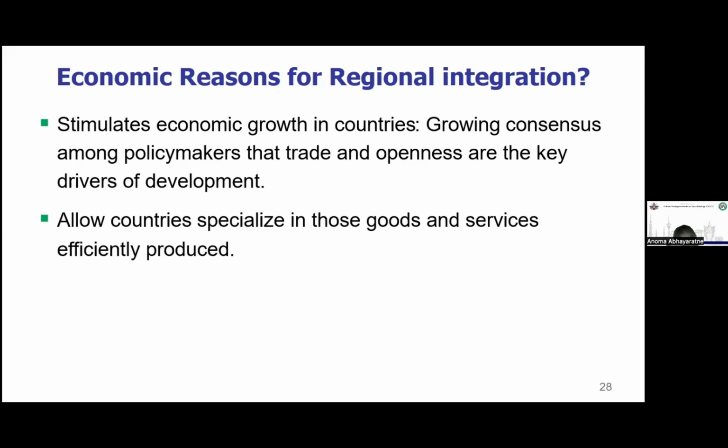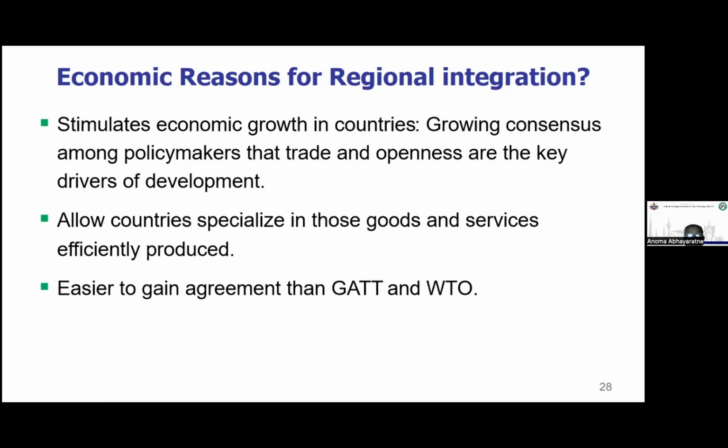We always say that it is cheaper to buy potatoes from India than producing them here. So it is beneficial for both countries: we do not produce potatoes, we buy potatoes at a lower price from India, and here we produce what we can produce at a lower cost than India. When you are integrating regionally, it is easier to gain agreement than through the WTO.